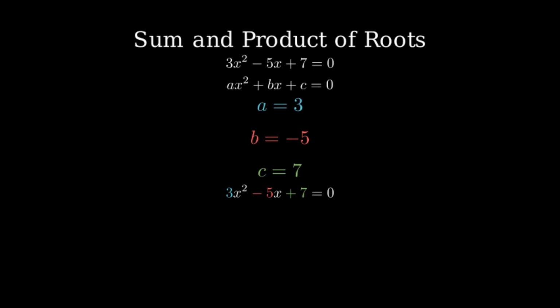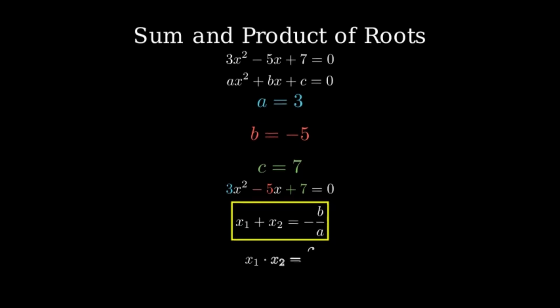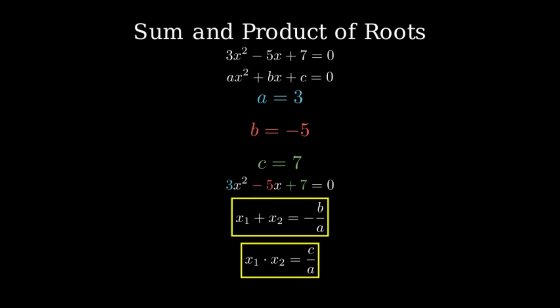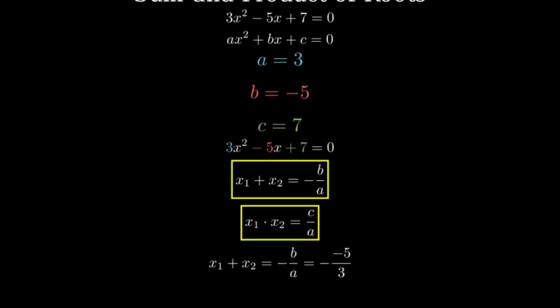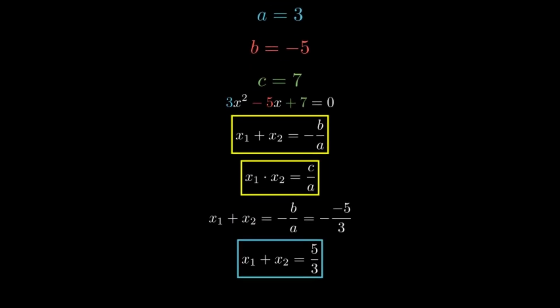Step 2. Let's recall the formulas for sum and product of roots. For the sum of roots, x1 + x2 = −b/a. For the product of roots, x1 × x2 = c/a. Step 3. Let's calculate the sum of roots. Substituting b = −5 and a = 3, we get −(−5)/3, which simplifies to 5/3.